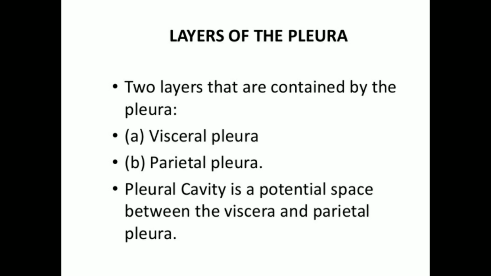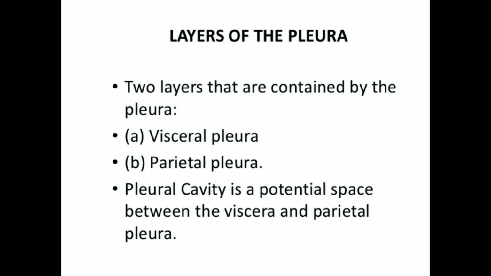In the pleura, there are two layers: one is called the visceral pleura and the other is called the parietal pleura. Then in between the visceral and the parietal pleura, there lies a cavity. That cavity is called the pleural cavity. So remember, the pleural cavity is a potential space between the visceral and parietal pleura.